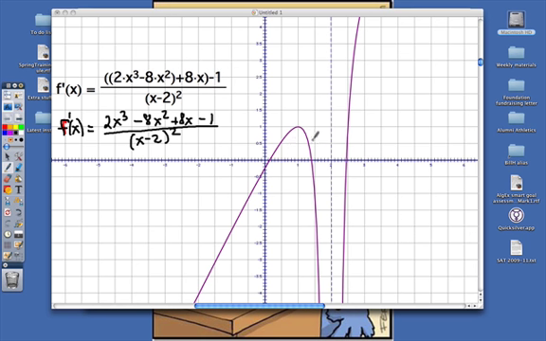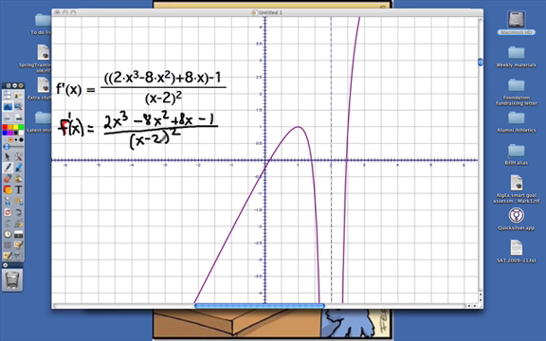Now you notice critical values are when the derivative is equal to 0. This is going to be a little bit hard to figure out where this is equal to 0. The easiest way to do it is with the calculator. If you have to do it by hand, it's going to be tough because it doesn't factor very well. You can see, though, that there's also a critical value when x is equal to 2, because when x is equal to 2, the denominator is 0 and the derivative doesn't exist. That's also a place where we have critical values.